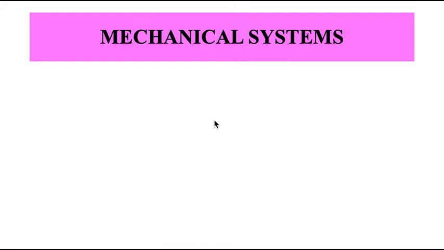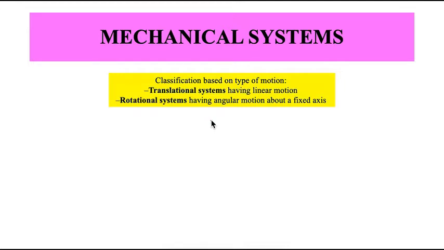Mechanical system. This is something which we learned much earlier than we do electrical circuits, right? We have done these in high school physics. So I classify motions as either translational motion, or we can say linear motion, and we have another type of motion called rotational system, having angular motion about a fixed axis.